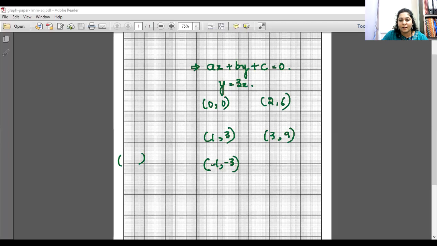Ma'am, I've chosen only these values. Why only 2 coordinates? See, whenever you plot a graph, then you should tell, no? No, ma'am, 0, 0, 1, 3, and these two. Okay, good. See, students, always keep at the back of your mind, when you're plotting the graph, you should have at least 3 to 4 coordinates. So keep it as a thumb rule. If you have more, that's well and good, but at least 3 to 4 you should have.